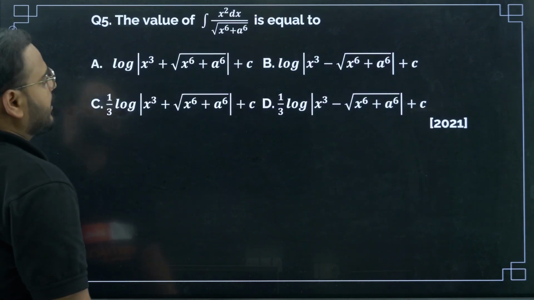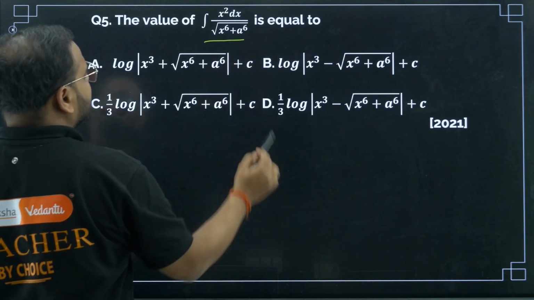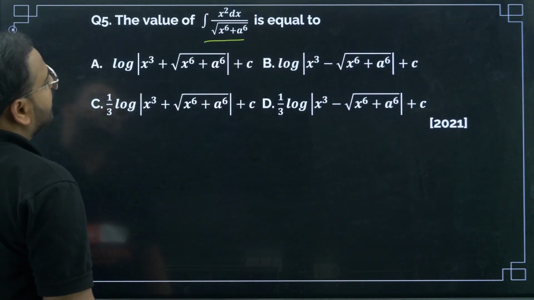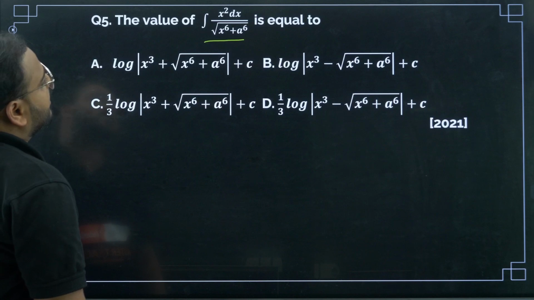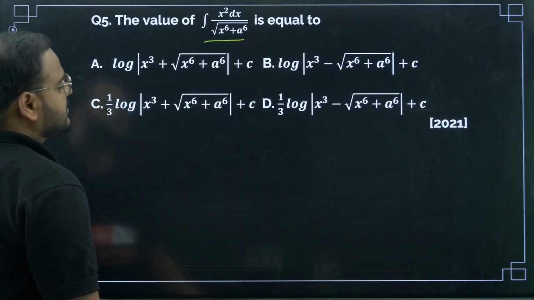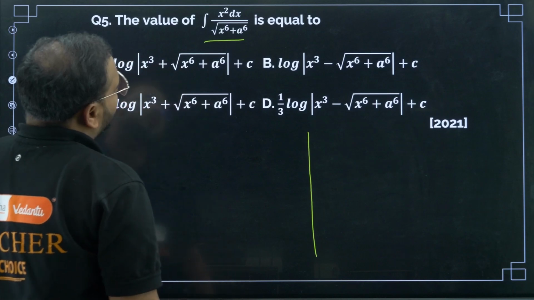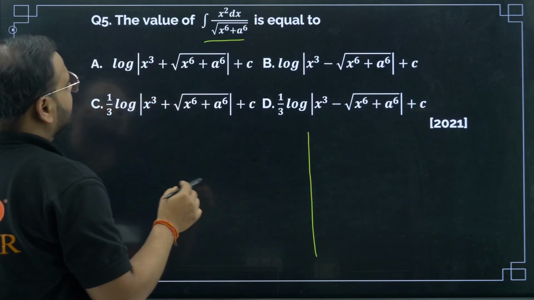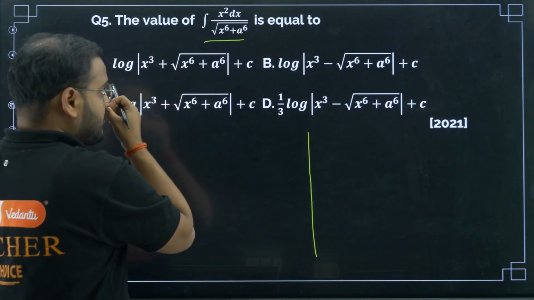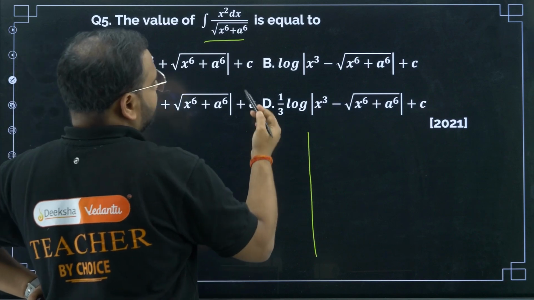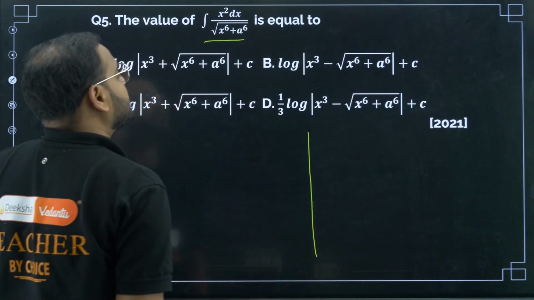Value of, this is very simple, right? This is a very simple question. Value of what? x square upon x power 6 plus a power 6. We have to use a particular function. Okay, we can use the logarithmic integration. So if I do that, what I'm going to get, please check. I have to take the substitution here.